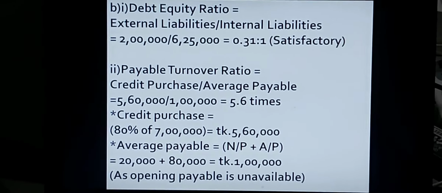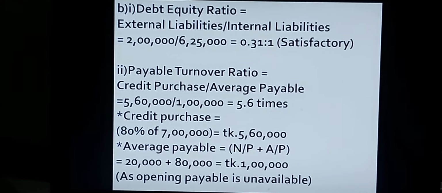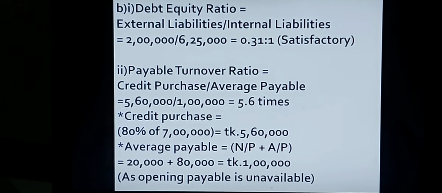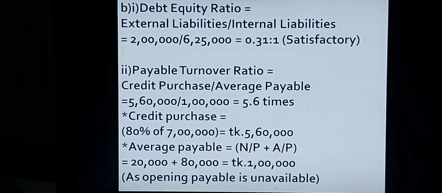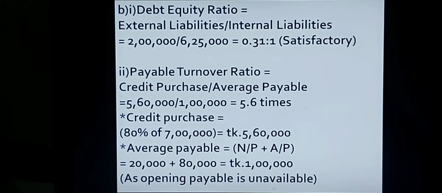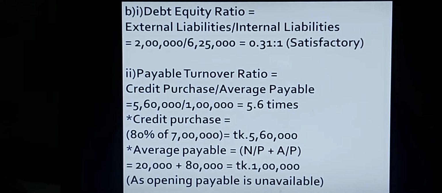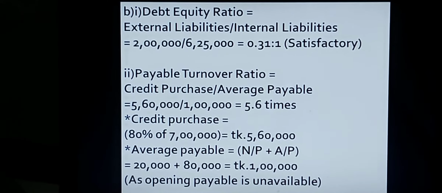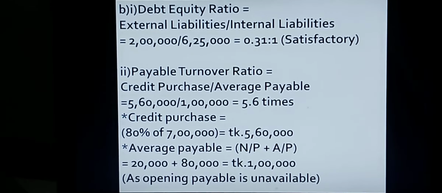You know from the formulas of ratios, debt equity ratio is equal to external liabilities divided by internal liabilities. External liabilities, from requirement A, we can take the amount of 2 lakh, and internal liabilities, we can also get from requirement A, that is the amount of 6,25,000. So debt equity ratio is equal to 2 lakh divided by 6,25,000, which is equal to 0.31:1. This is the answer of debt equity ratio.